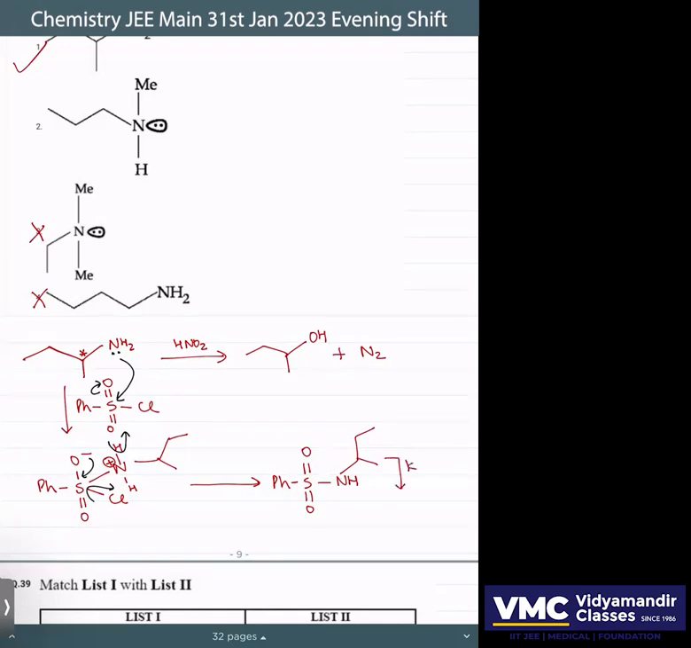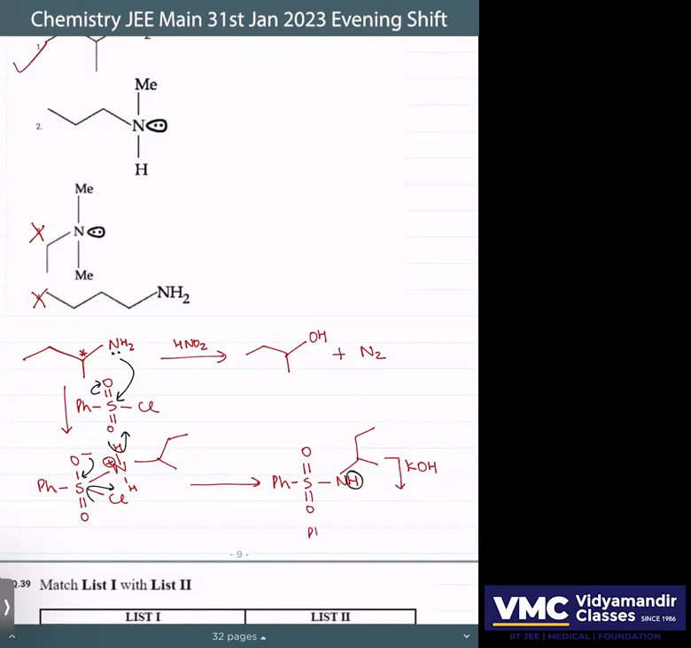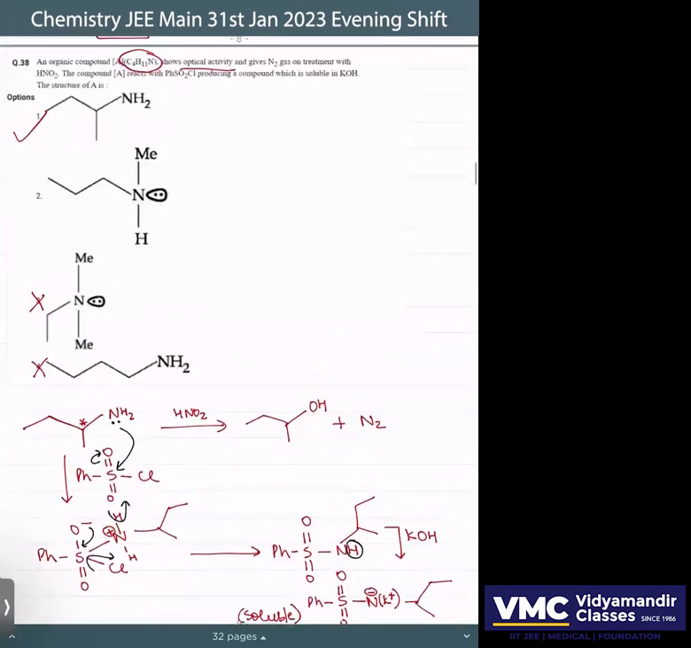On further reaction with KOH, OH negative will abstract this H positive and a salt will be obtained. This is how H plus is abstracted, and we get the K positive salt, and with N, this chain is attached. This compound is soluble. So our answer will be option first.